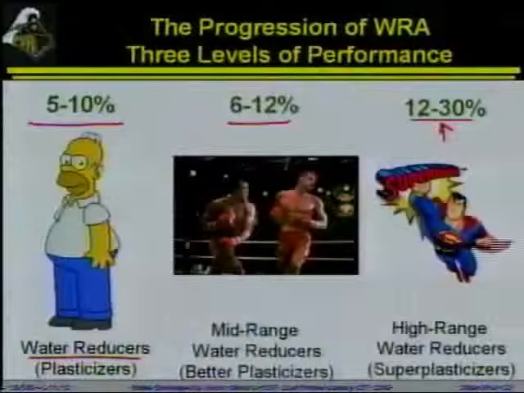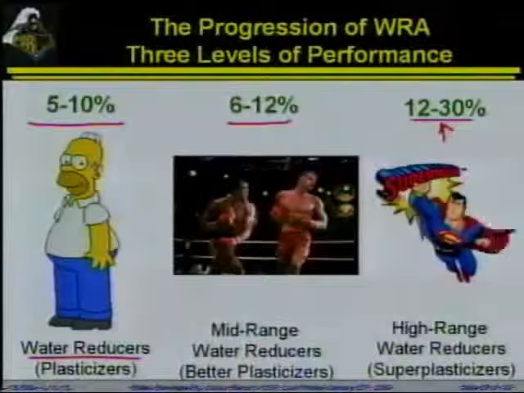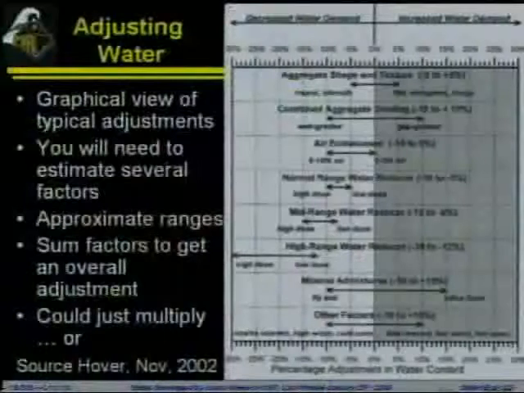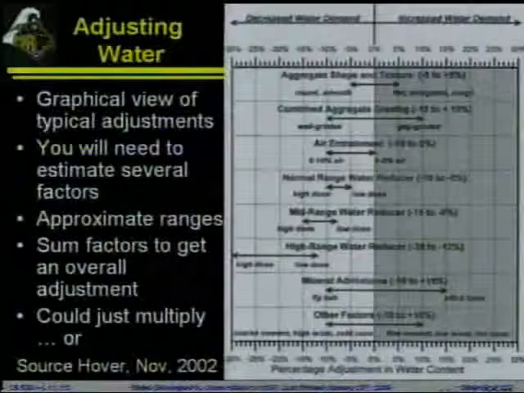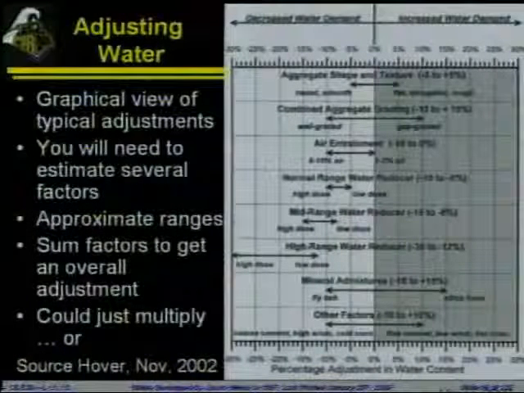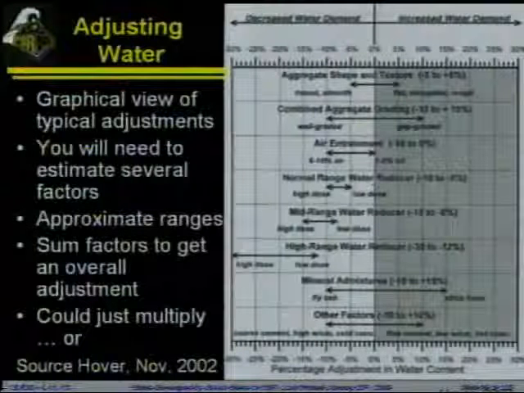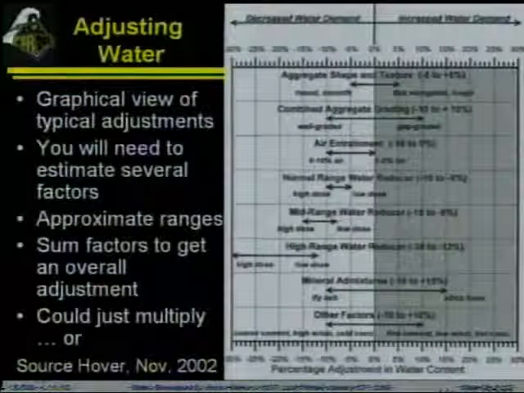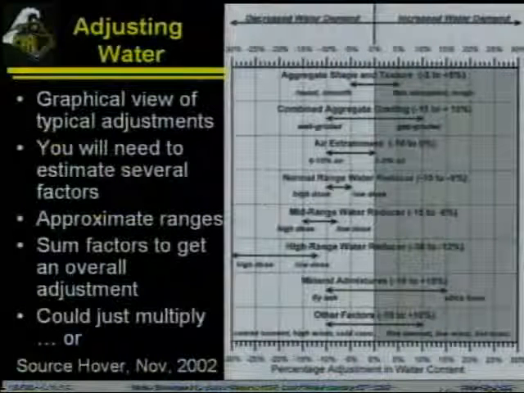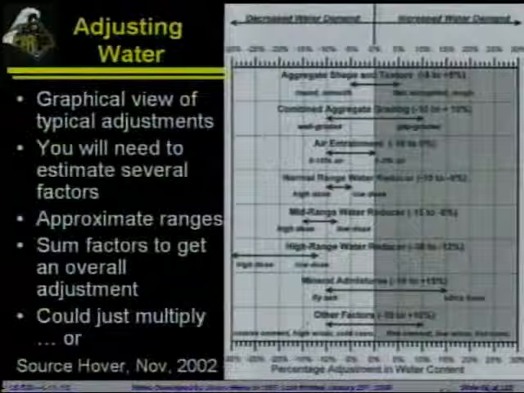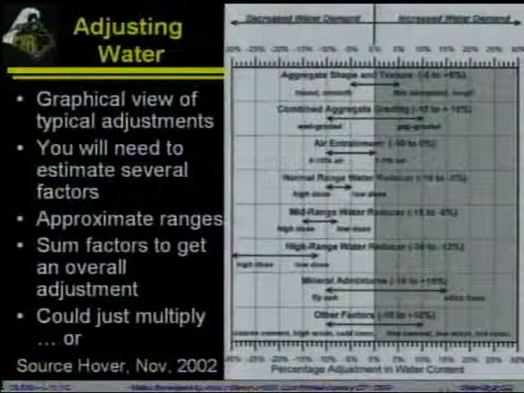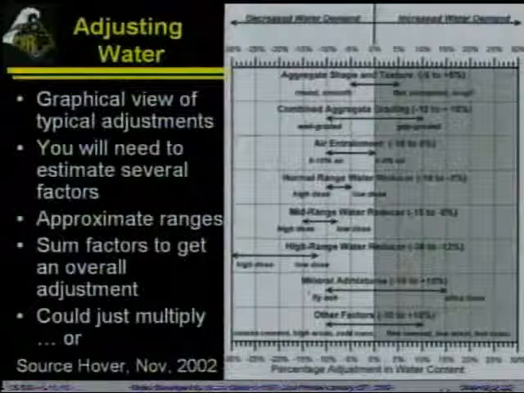Now, I say this, we're going to actually spend an entire lecture talking about water reducers and what they do. We'll spend a lot more time talking about these. But I go through this to give you a little bit of an idea on how we would start to adjust for water, much like we were talking about a little bit in the last lecture. But here, I've taken another table from one of Ken Hover's articles in the November 2002 version of Concrete International. And Ken gives you a graphical view of some of the typical adjustments that you would want to make to your water content.